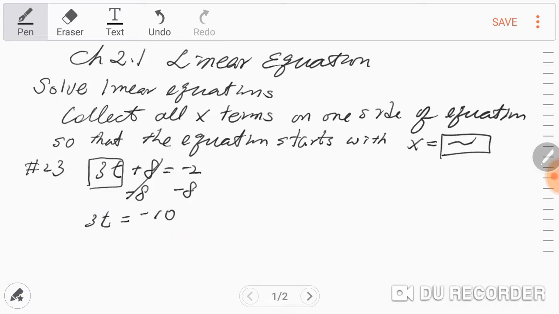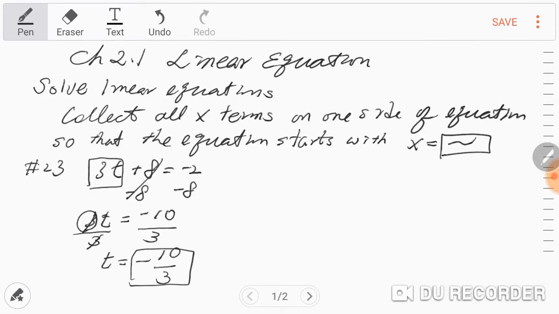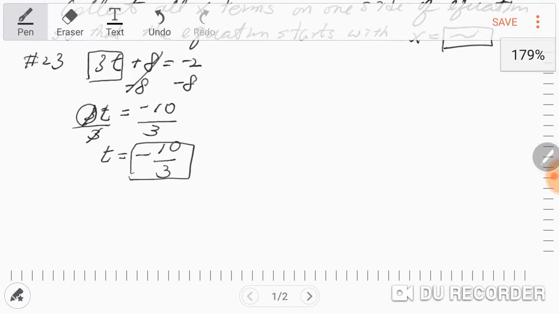The left side is 3 times t. So we have to get rid of this 3, the coefficient of t, by dividing each side of the equation by the coefficient 3. Then 3 cancels out. t equals negative 10 over 3. So we just rewrote the equation so that t alone is on the left side of the equation. So this value is the solution to this equation. Okay, let's try another one.